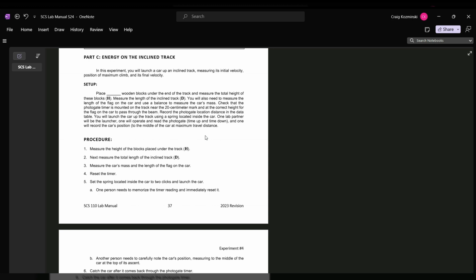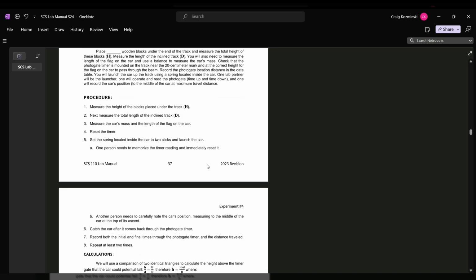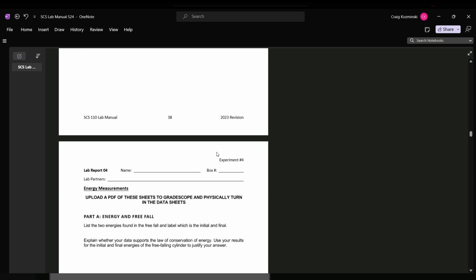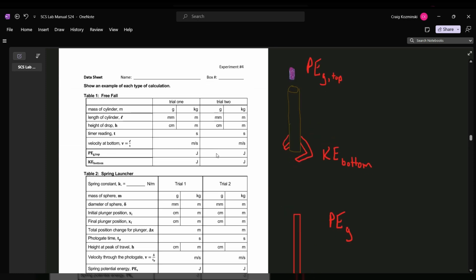In this week's experiment, we're going to begin with a car at the bottom of the track, and we're going to allow the spring of the car to propel it up the track. We will measure the kinetic energy of the car on its way up the track. We will measure the potential energy of the car when it reaches its highest point on the track. And then we will measure the kinetic energy of the car on its way down the track. Let's take a look at the three data tables.